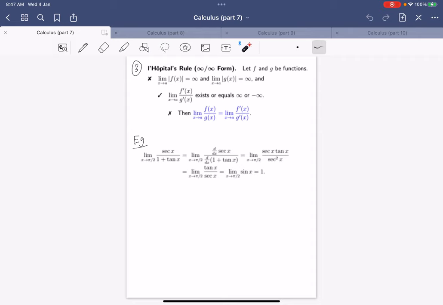So we've come to the end of applications of differentiation. It's really about practicing and applying differentiation to solve different types of problems. And the use of L'Hopital's is very useful in evaluating limits.